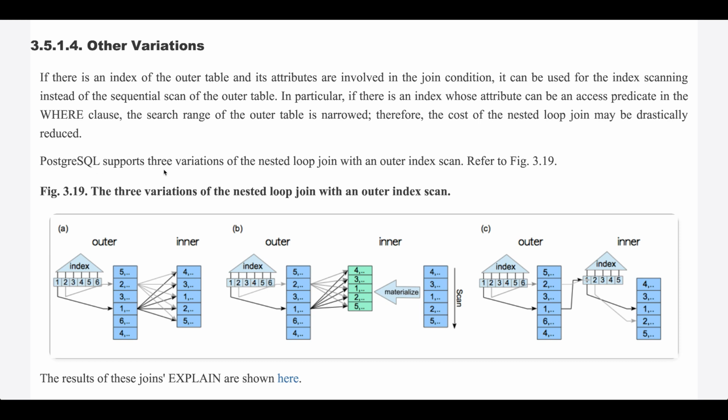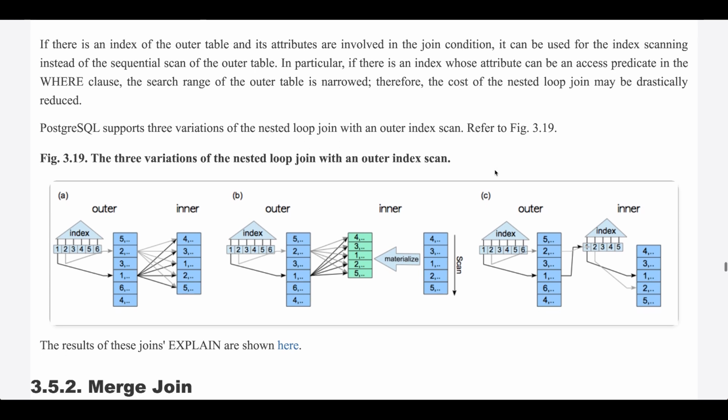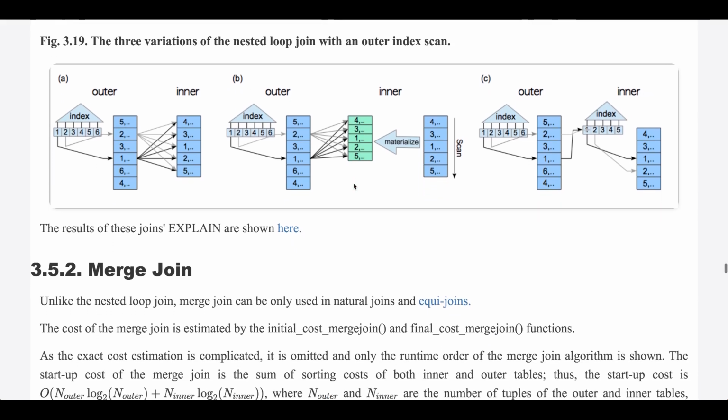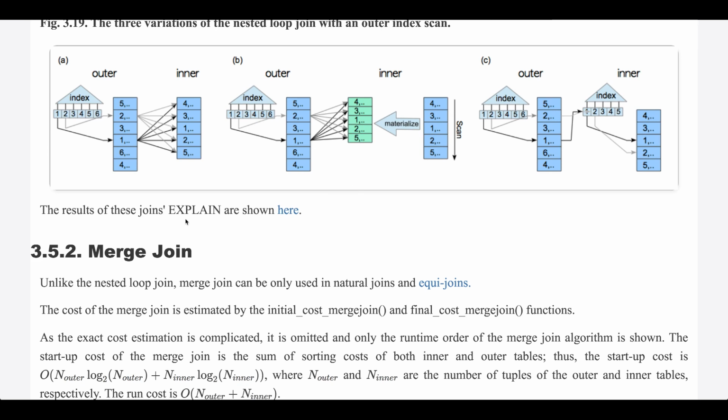PostgreSQL supports 3 variations of the nested loop join with an outer index scan. Refer to Figure 3.19. The results of these joins' EXPLAIN are shown here.